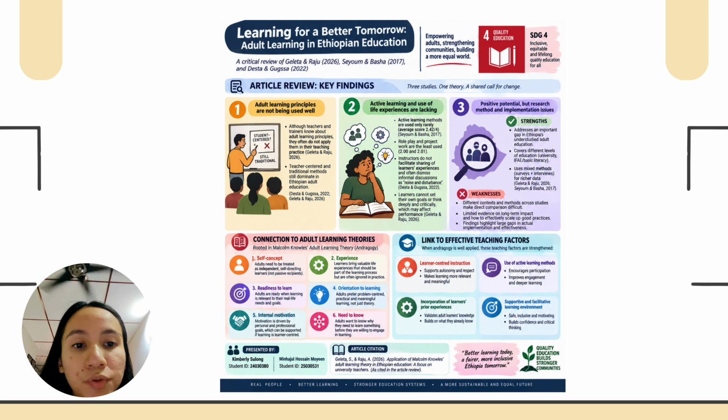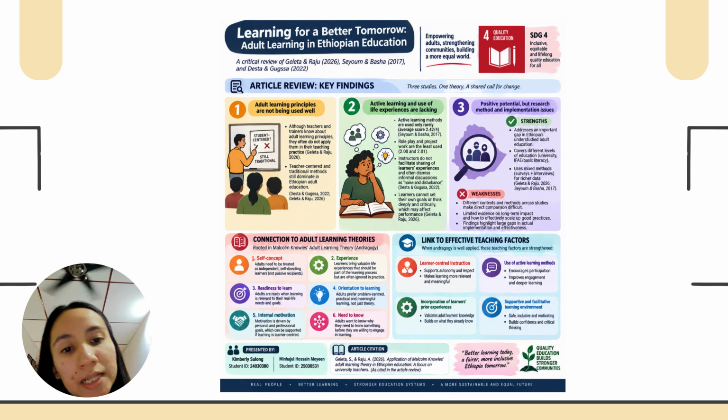Galeta and Raju found that while instructors understand and agree with adult learning principles, they still conduct lectures in a traditional way instead of using that theory. And finding number 2 says active learning and use of life experiences are lacking. He stated that active learning methods are only used rarely, with an average score of 2.42 over 4. So it is used rarely in the classroom.